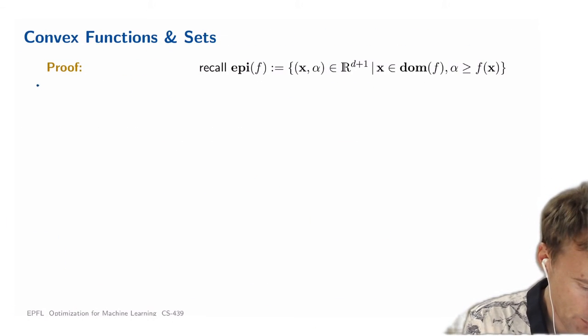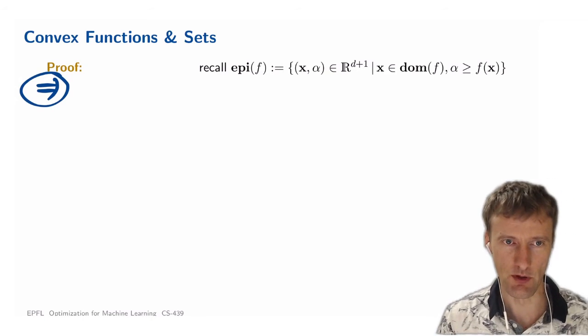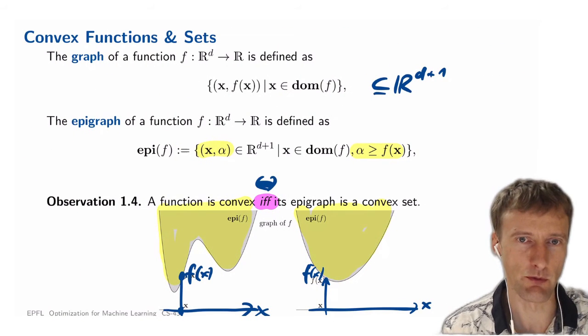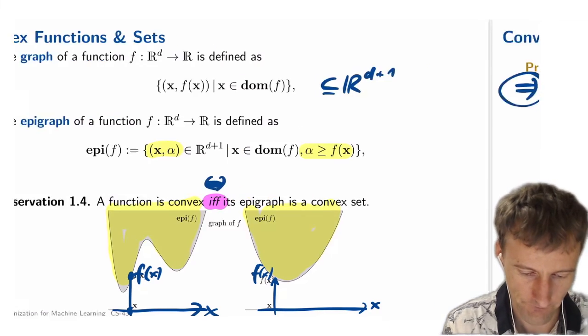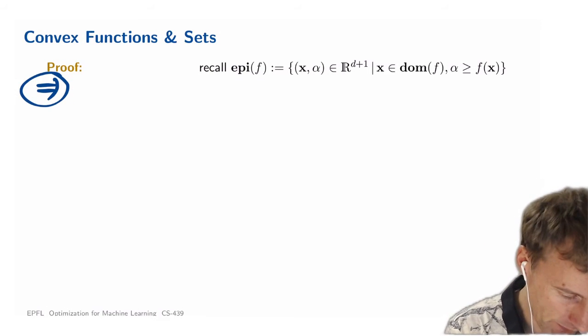I want to prove the first direction from left to right first. So I want to show that, assume the function f is convex. Can I prove that the epigraph is a convex set? Can we do this? So that's what we want to do. So I want to prove that this thing is a convex set. So how do I do it?